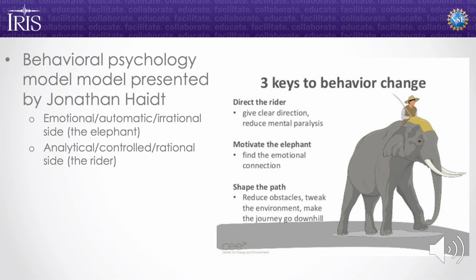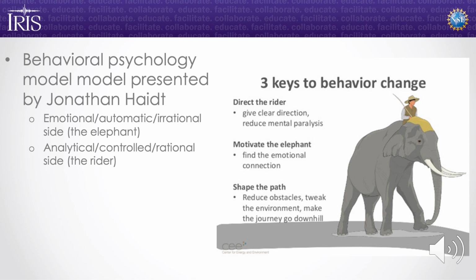So when was the last time you made a decision despite all of the facts and evidence, right? You made a different decision. We all do it. We all do it. So how can we use this information to help us communicate? First, we want to make sure we direct the rider, right? Give clear direction to reduce mental paralysis. That would be like saying, don't just say eat healthy, say eat more vegetables. Be specific. This is the part we've been missing, everyone. Motivate the elephant. Find the emotional connection. And we're going to talk more about that in just a minute.